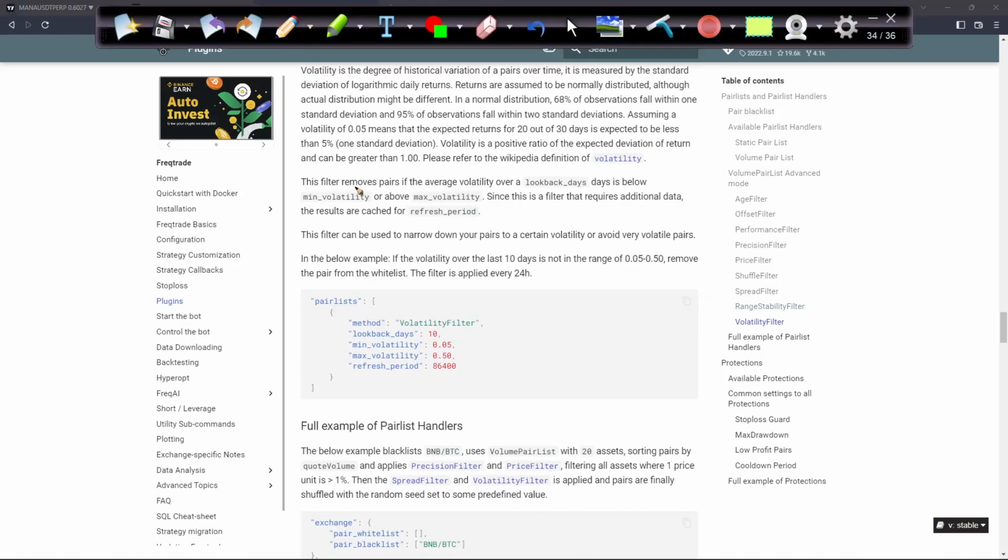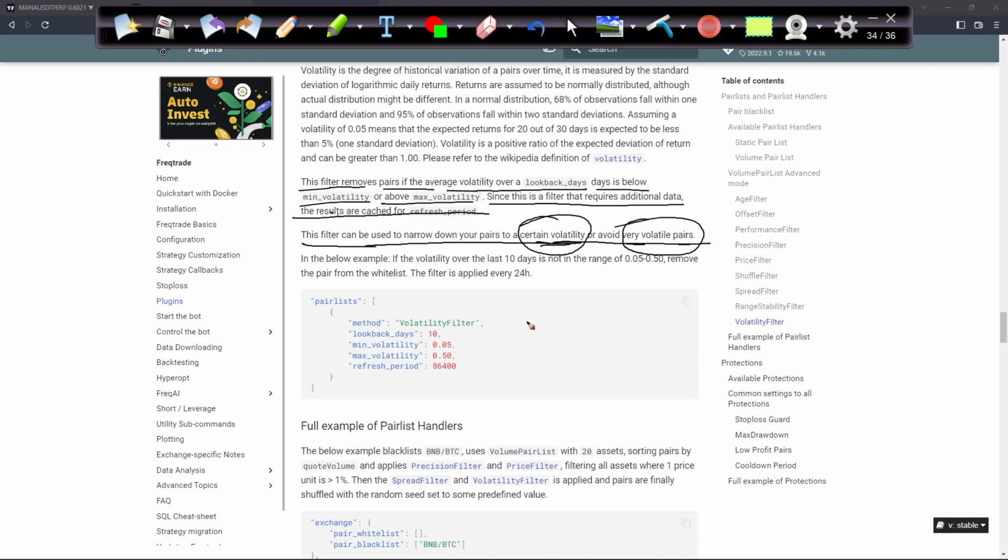Now, this filter removes pairs if the average volatility over a look back period of days is below minimum volatility or above maximum volatility. Since this is a filter that requires additional data, the results are cached for the refresh period. This filter can be used to narrow down your pairs to a certain volatility or avoid very volatile pairs. See, this is very important. We want, there's a sweet spot in the market.